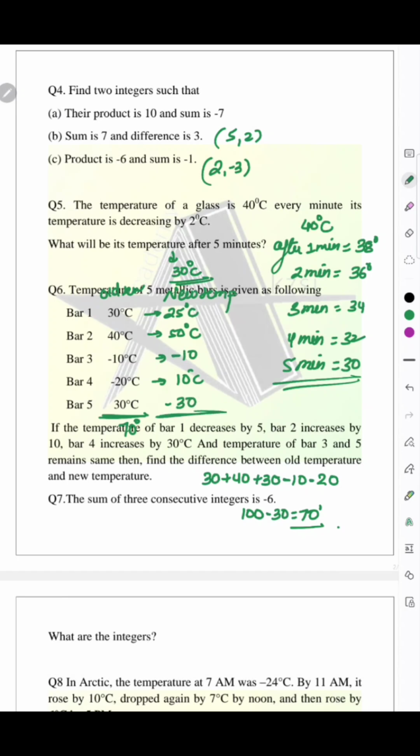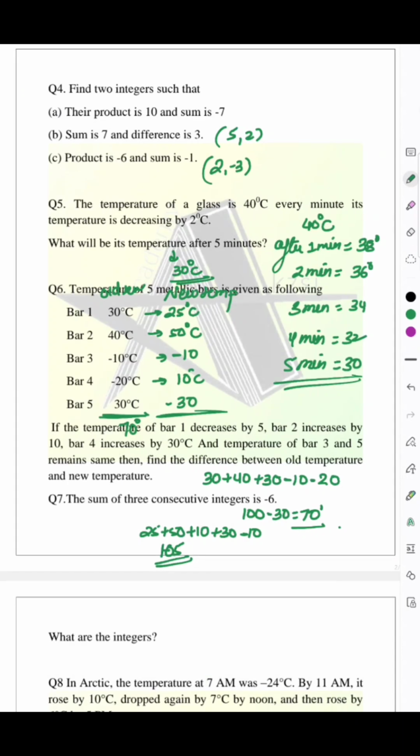So again, doing the same thing, grouping them all together, it will be 25 plus 50 plus 10 plus 30 and minus 10. So this will give me 90 from here, 90 and plus 25, that is 115 minus 10, that is 105.